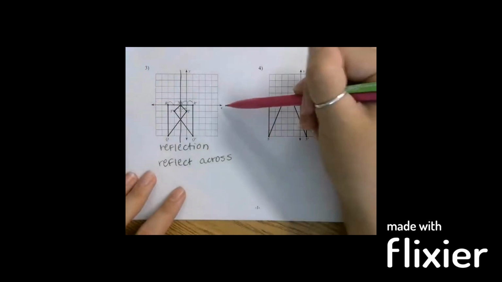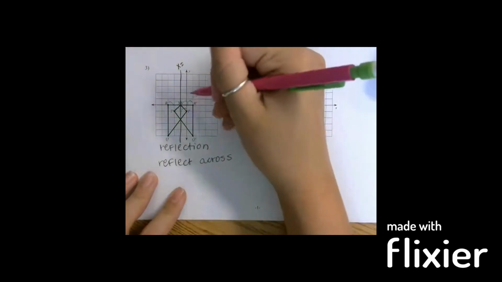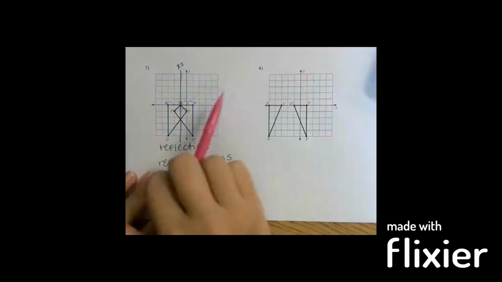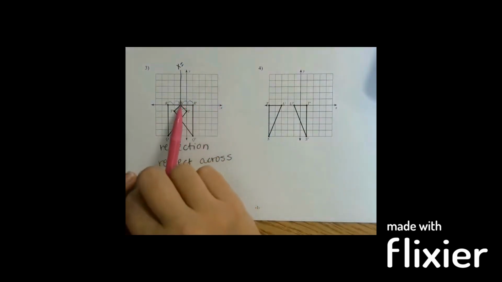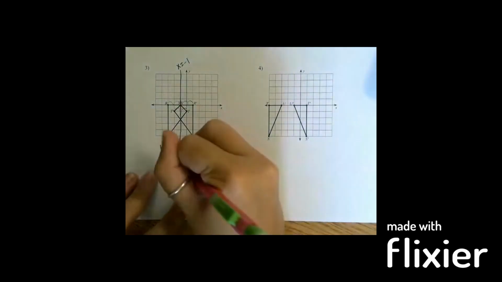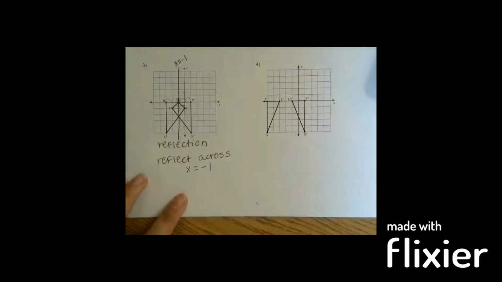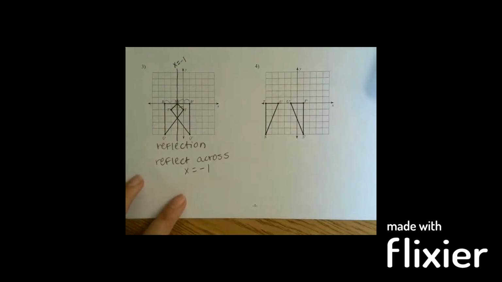Okay? So we crossed over the x-axis, so we know this is going to be an x equals. It never touches the y-axis, so it's not going to be y equals something. We got to see where it crossed the x-axis at, and it crossed it at -1. So it's a reflection across x equals -1. You can't write arrow notation for this one because there's no way to do that. Okay?